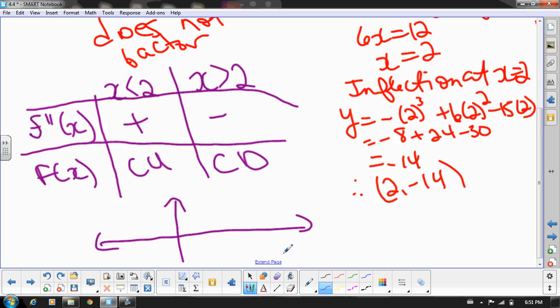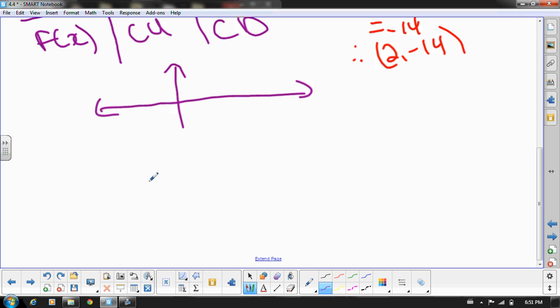I'm going to need to extend this page down though, because that y value of my inflection is at negative 14. So x is 2, negative 14. I have my value here. The first derivative has no value, so there's no minimums or maximum. Now it's telling me that it's concave up prior to this value and concave down afterwards. So because it's a cubic function, I know that it's going to be concave up and then switching to concave down.